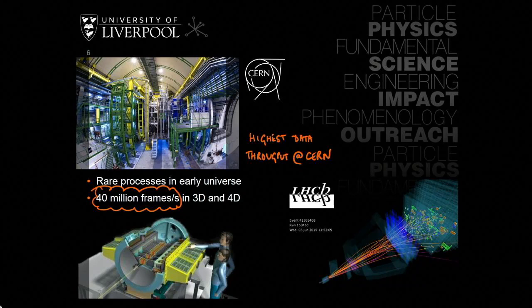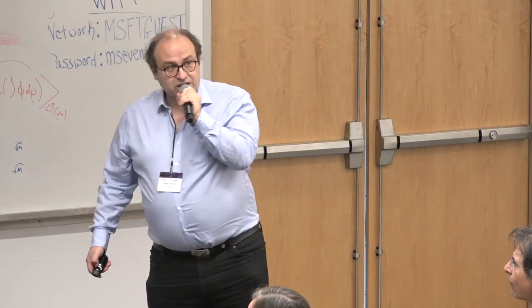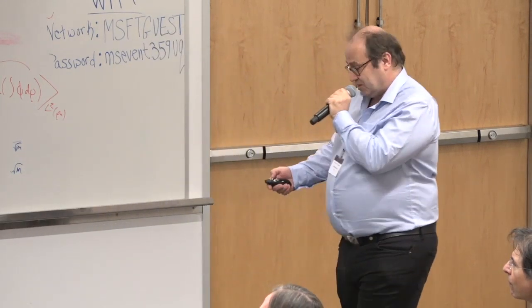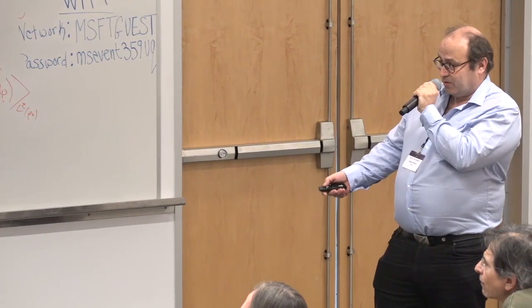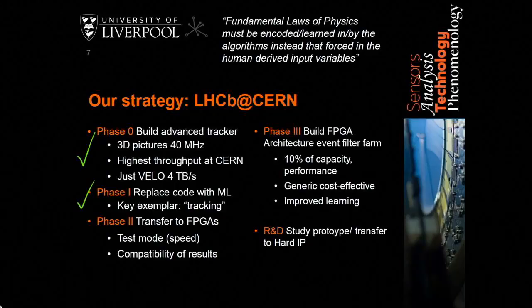As I say, the exemplar is the LHCb experiment. It's, broadly speaking, the highest data throughput at CERN. It's key to looking for rare processes in the early universe, and the key problem is we take 40 million frames a second, and from those we have to reconstruct these so-called tracks that tell us about the high-energy particle interactions.